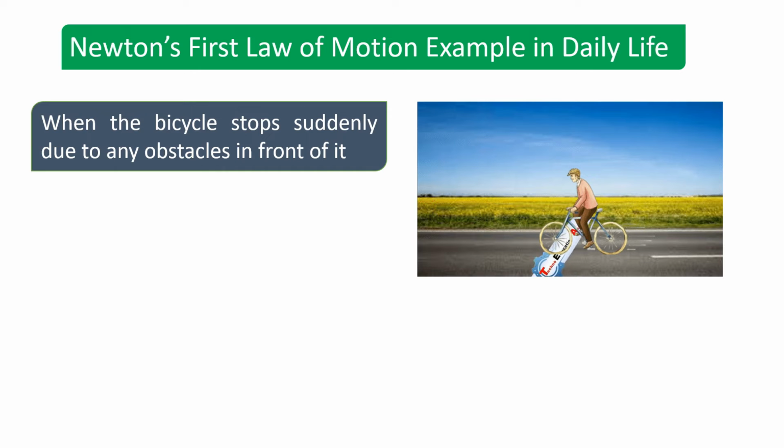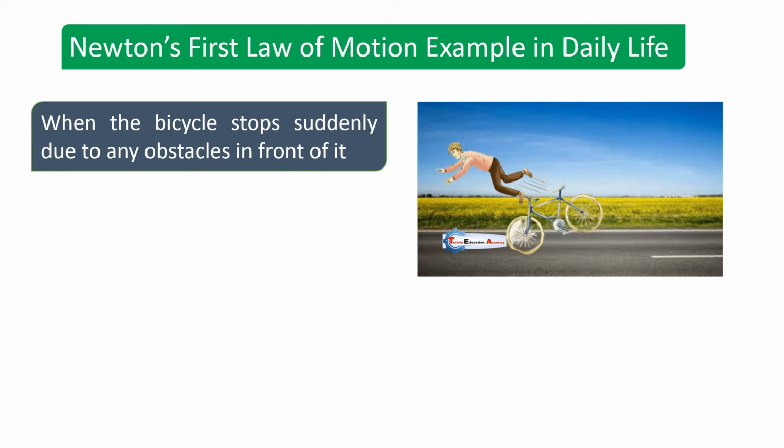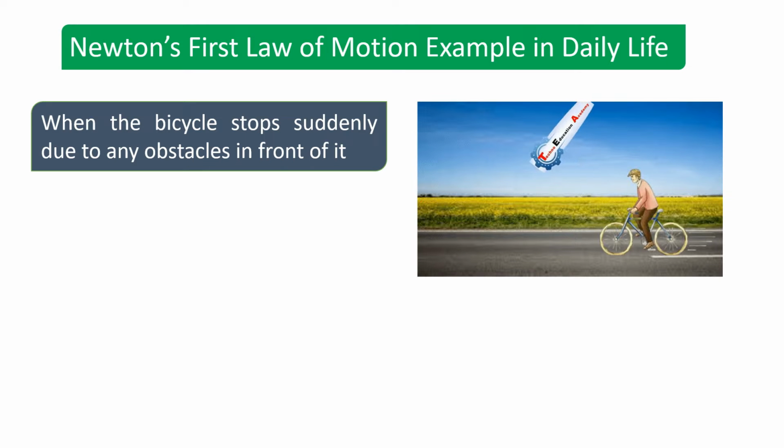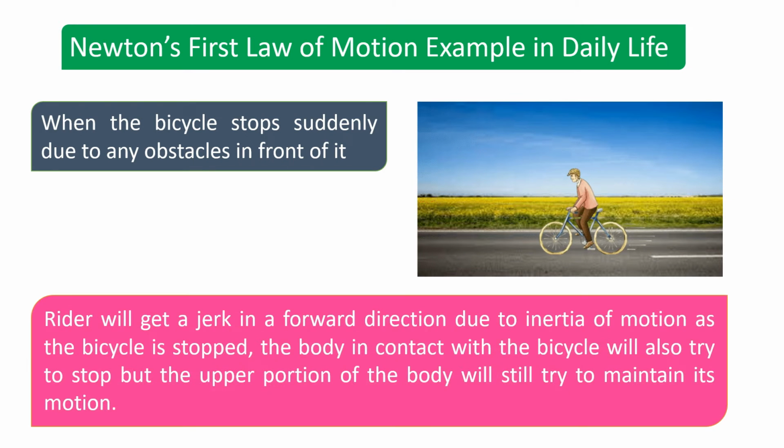Now we will show some more examples of Newton's first law of motion in our day-to-day life. When a bicycle stops suddenly due to an obstacle in front of it, the rider gets a jerk in the forward direction due to the inertia of motion. As the bicycle is stopped, the body in contact with the bicycle also tries to stop, but the upper portion of the body still tries to maintain its motion.